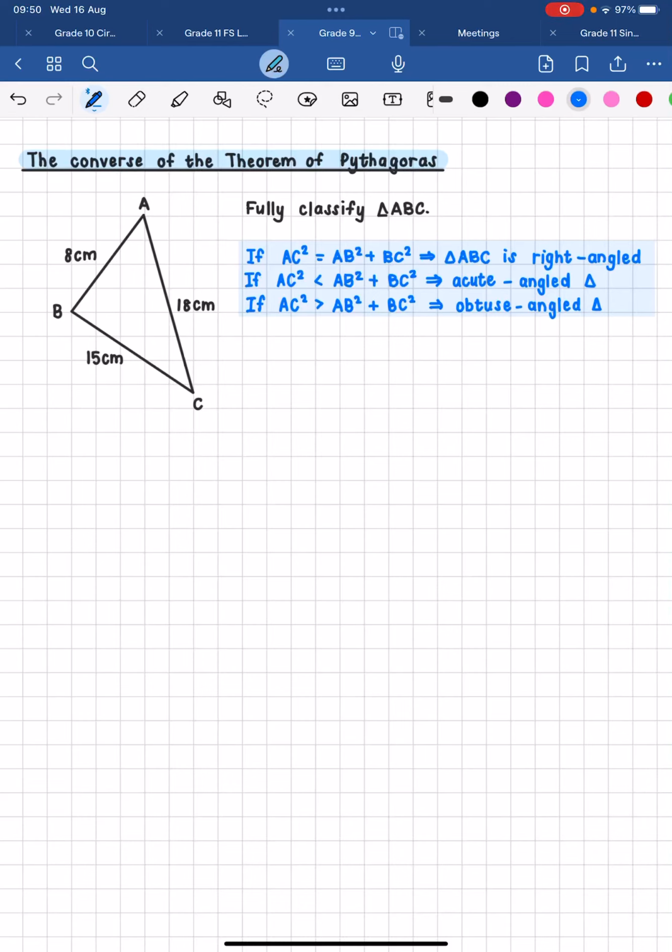Okay, guys, like I said, we all know what Pythagoras says, the Theorem of Pythagoras, but remember that there's a certain condition, right? We can't just use Pythagoras in any triangle. It has to be a right angle triangle.